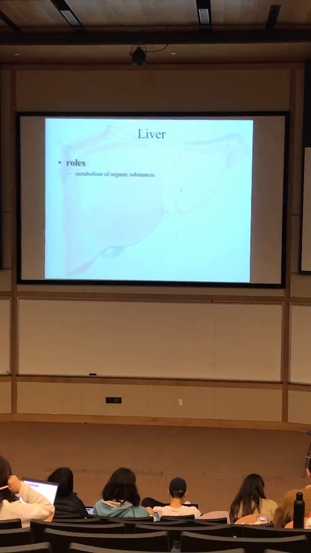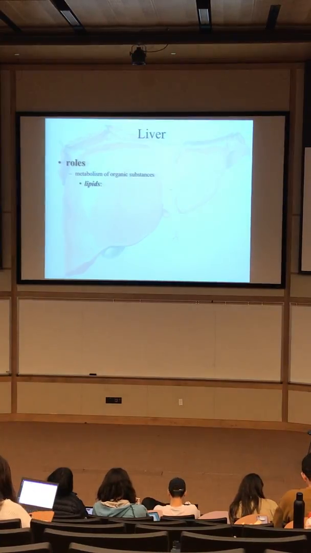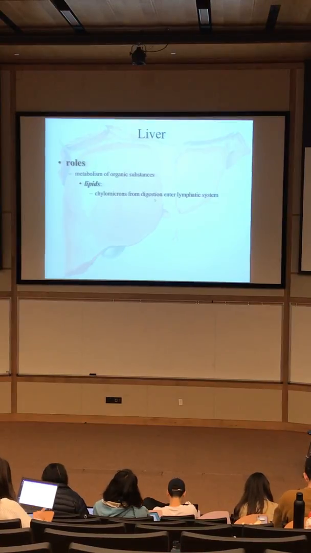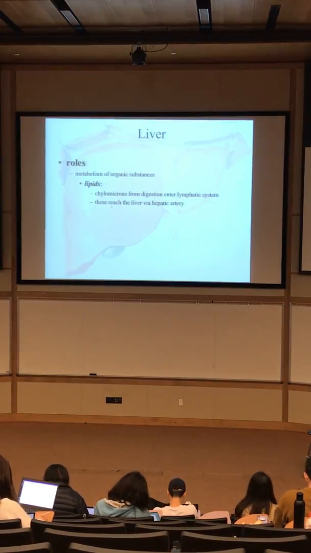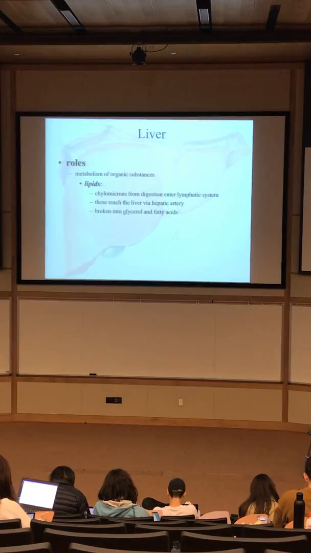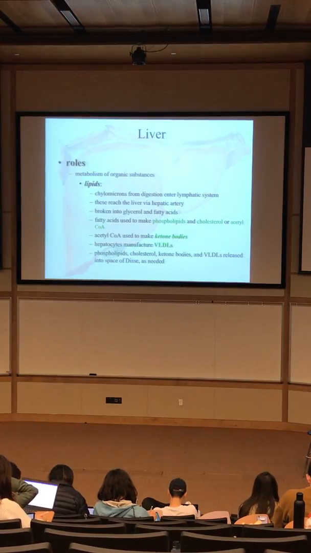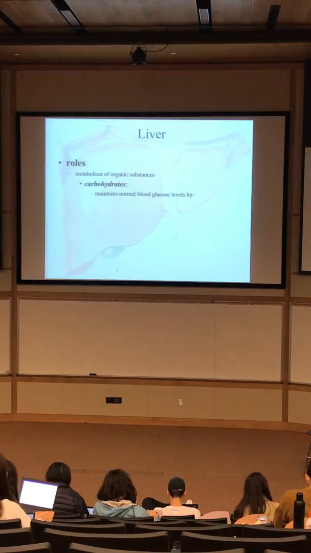And what else does the liver do? It's involved with metabolism of various organic substances, so lipids from the digestive system enter the lymphatic system, and then they reach the liver by the hepatic portal artery, or the hepatic artery. They're broken into glycerol and fatty acids. The fatty acids are used to make phospholipids and cholesterol and so forth. And the acetyl-CoA is used to make ketone bodies. And hepatocytes manufacture VLDLs, and hopefully you've had all this stuff in biochemistry or physiology, because that's all I need to say about it. All right, carbohydrates.